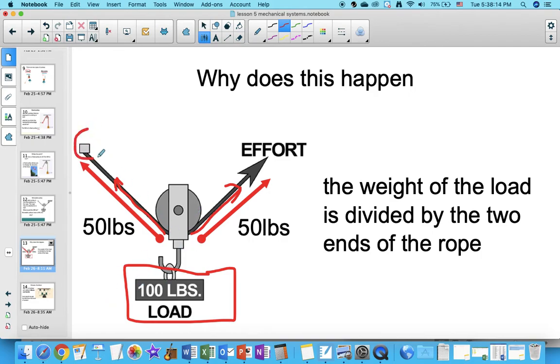So this part, where the rope is fixed, is holding on to 50 pounds, while the effort you're pulling on is also holding on to 50 pounds. So you're only having to pull on 50 pounds, meaning that you are only pulling on half the weight. So that means the mechanical advantage is 2, because a movable pulley divides the weight or the mass of the load you're trying to lift or pull on.